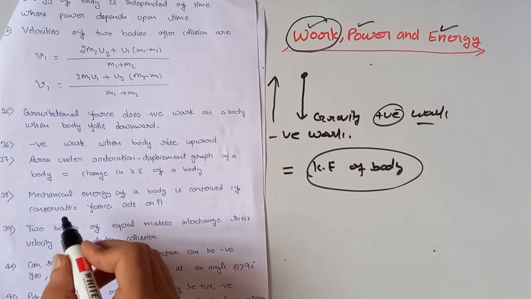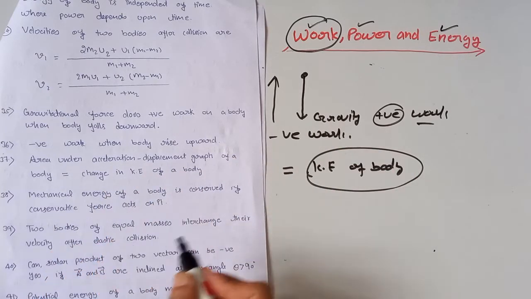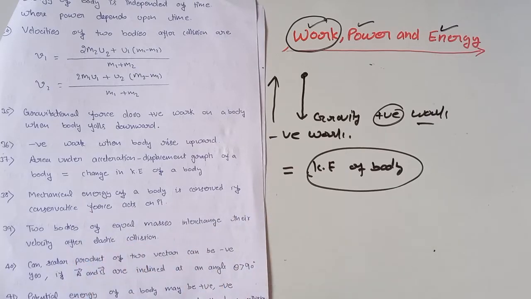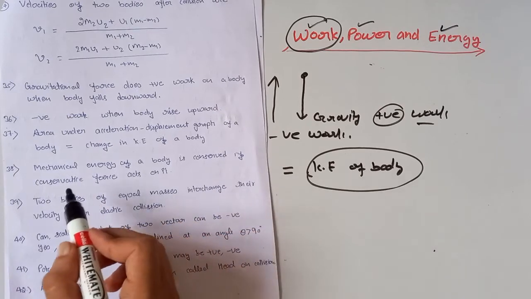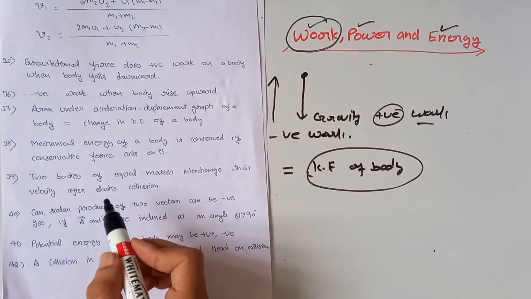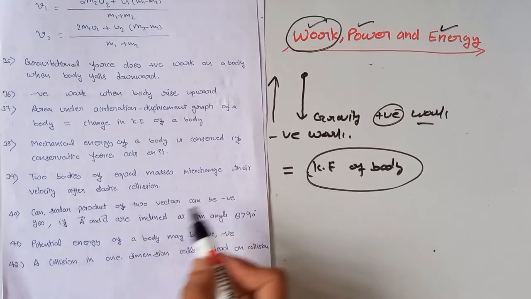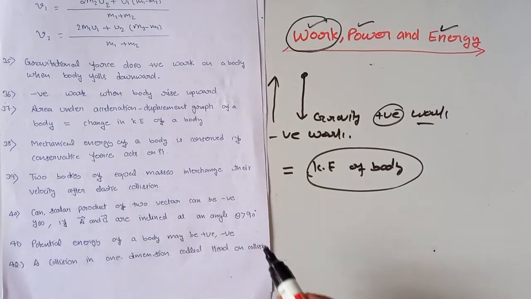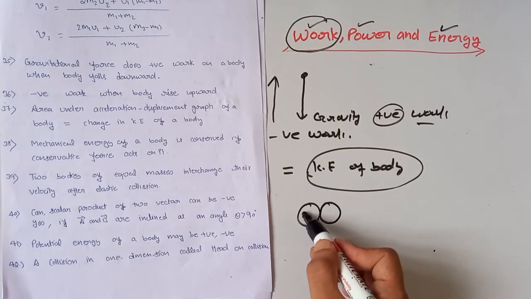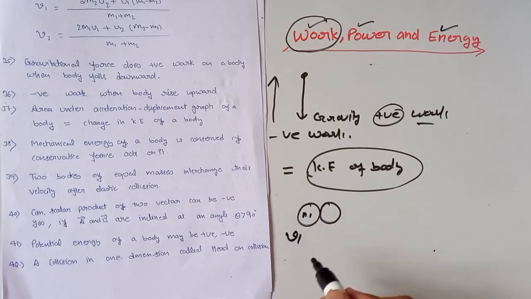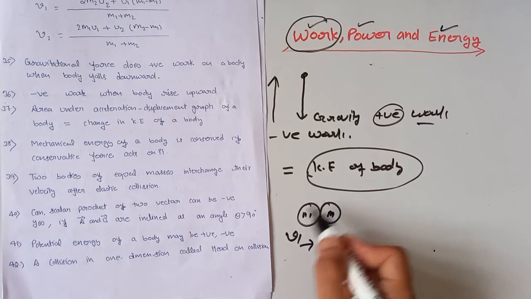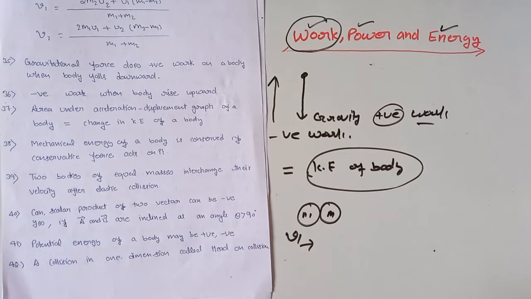Our next key point is mechanical energy of a body is conserved if a conservative force acts on it. Yes, mechanical energy of a body is conserved if a conservative force acts on it. Our next key point: two bodies of equal masses interchange their velocities after an elastic collision. If there is an elastic collision, then the velocities are interchanged by these objects after collision if they have equal masses.